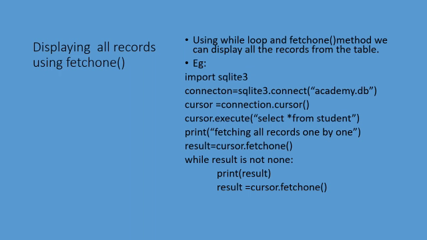If it is true, we can go to print result. Whatever stored in result will be printed fully. Then result is equal to cursor.fetchone again. So what will happen here? It takes the next record and stores it in result. Once again we will go to the while loop.